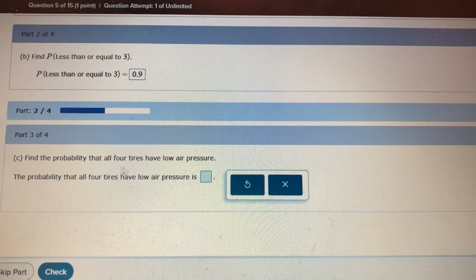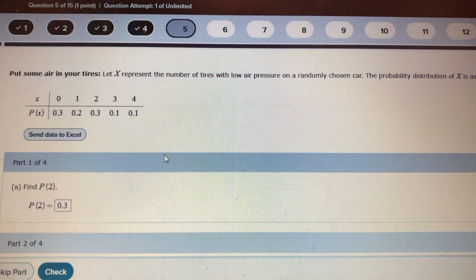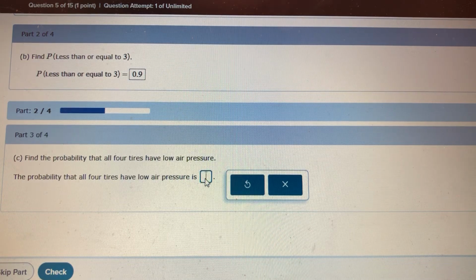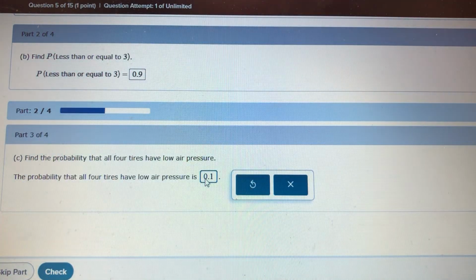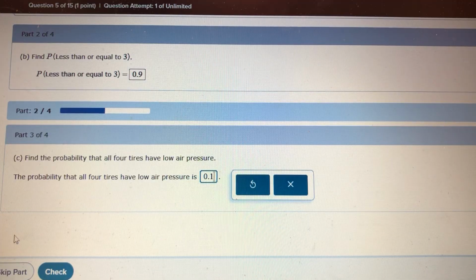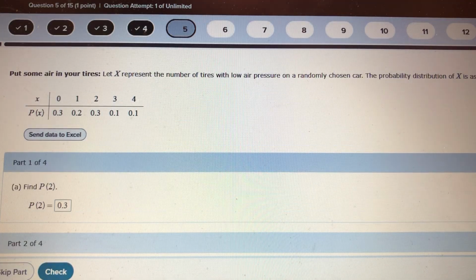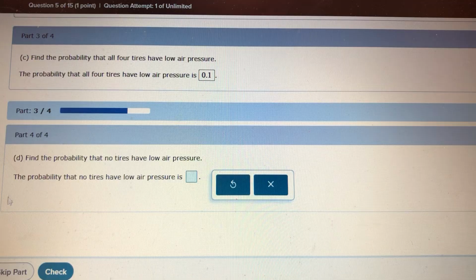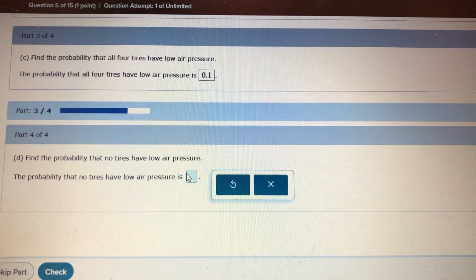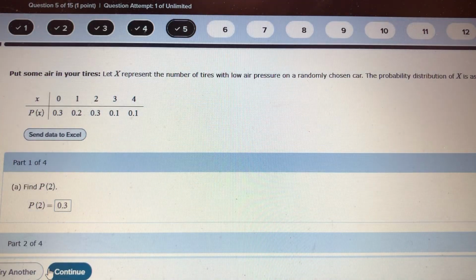Find the probability that all 4 tires have low air pressure. So that's this 4 right here, 0.1. I guess this is about how many tires on a car have low air pressure. So you come out in the morning and sometimes one tire is low, but what if all 4 are low? 0.1% of the time all 4 tires are low. Find the probability that no tires have low pressure. That's when x is 0, so 0.3. So this is where you can use a probability distribution to answer short probability questions.